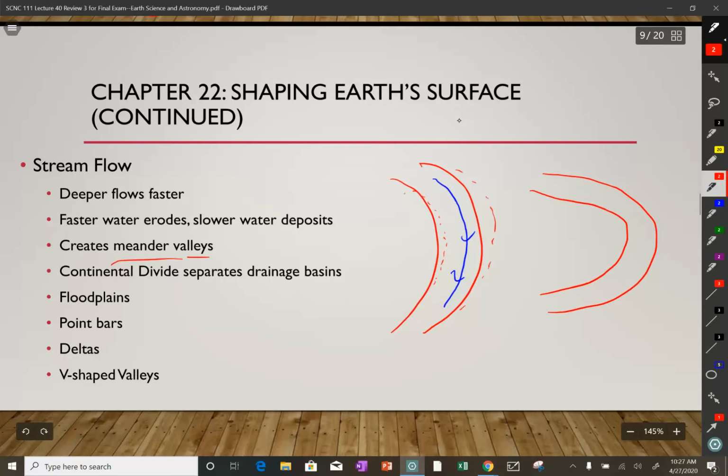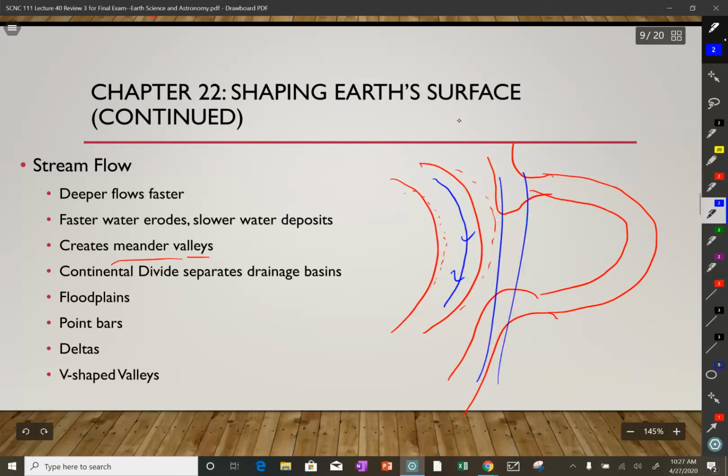And if this thing gets too curvy, so if it's going like this, and then you have a flood time, that high flow rate will just punch right through. It will form a new path. Well, what happens to this part out here? Well, it gets isolated, and it forms an oxbow lake, named for the shape.